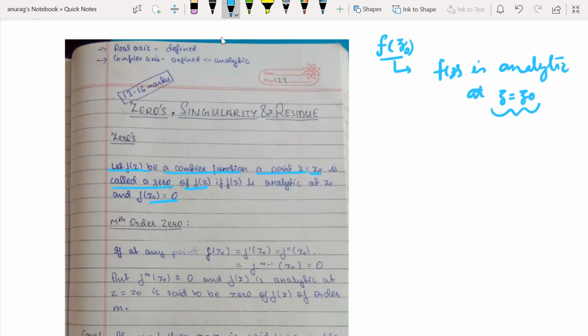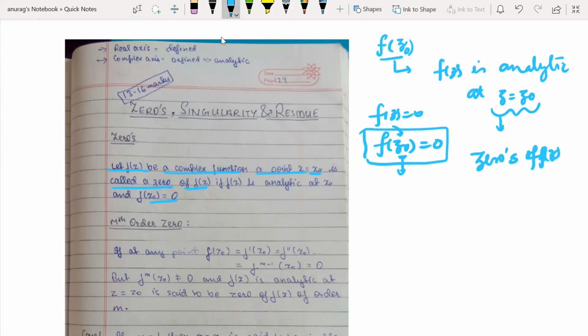What is the meaning of analytic? It is differentiable in some neighborhood of z equal to z naught, and obviously at the point z naught. And the f(z naught) value is 0. It looks like the solution of this equation. z naught is a solution of the equation f(z) equal to 0, provided that at this point the function is analytic. So this is called a zero of f(z).